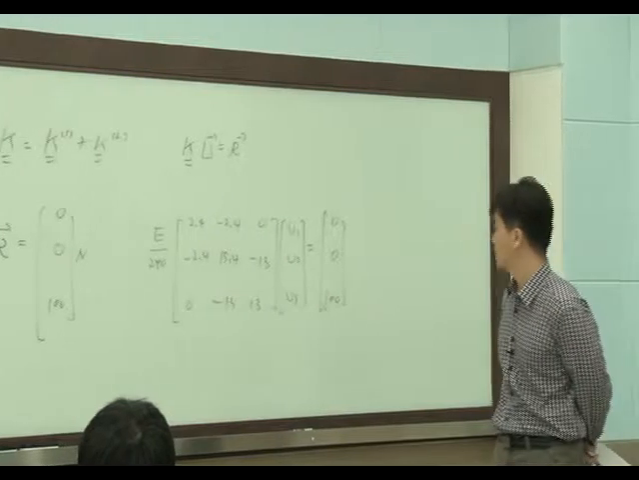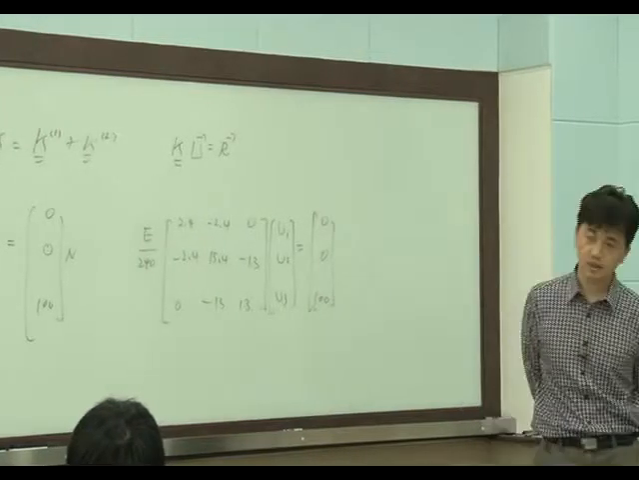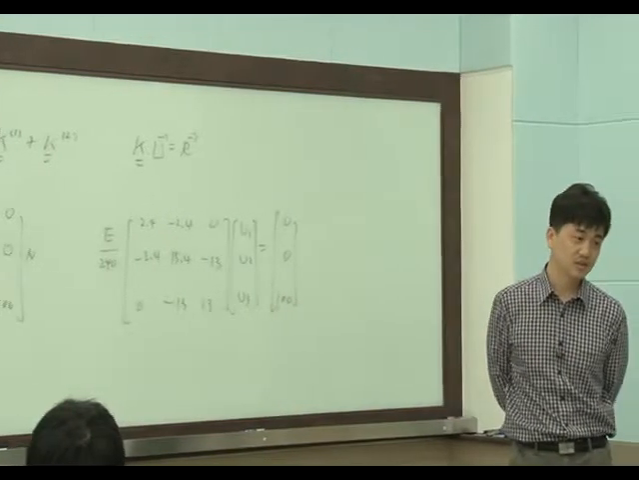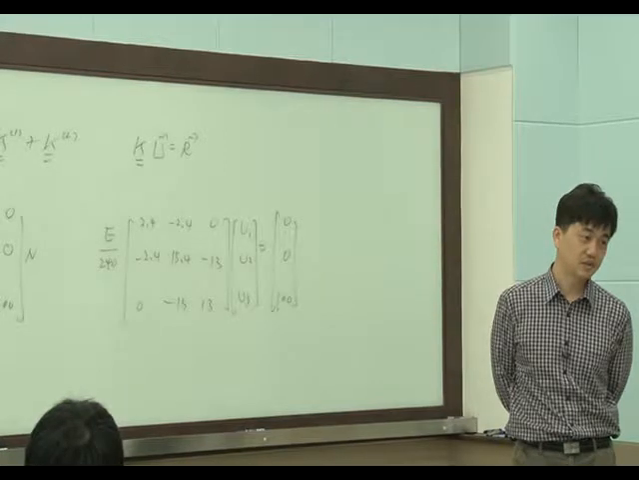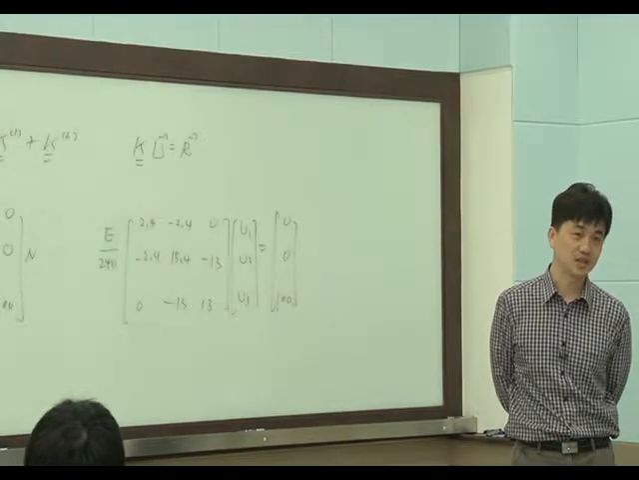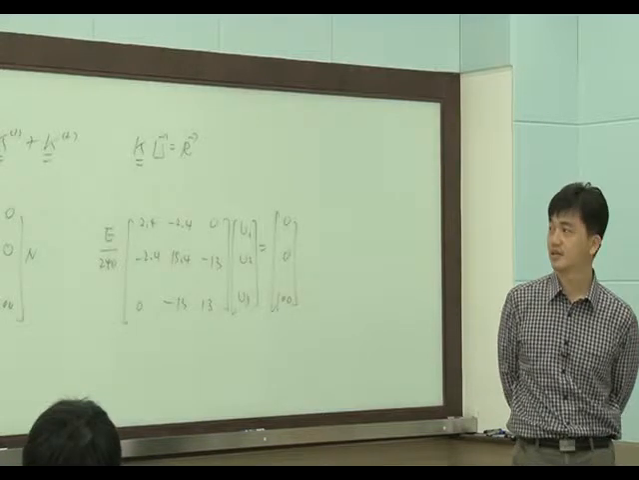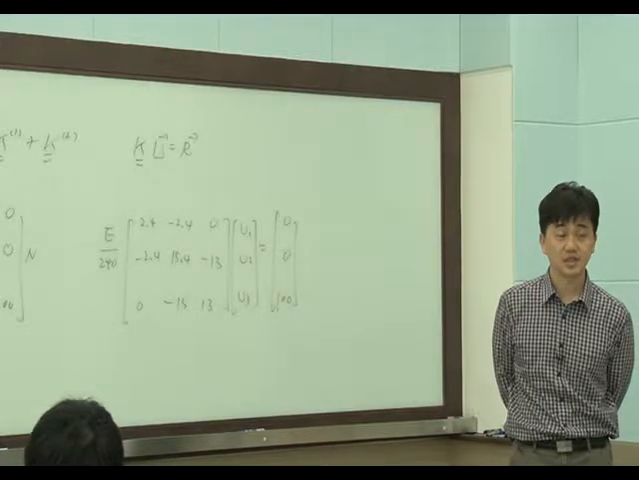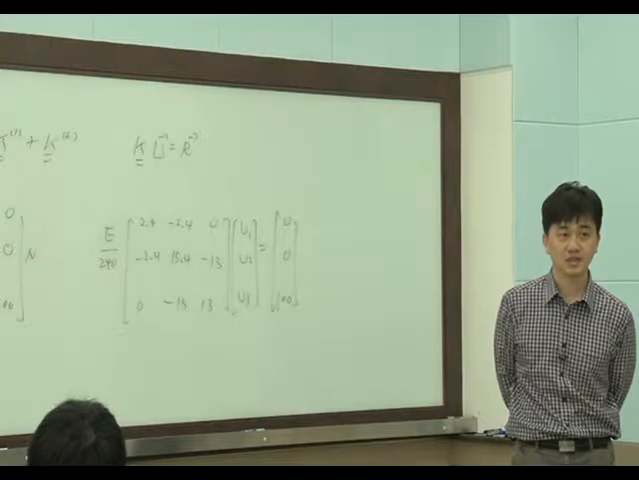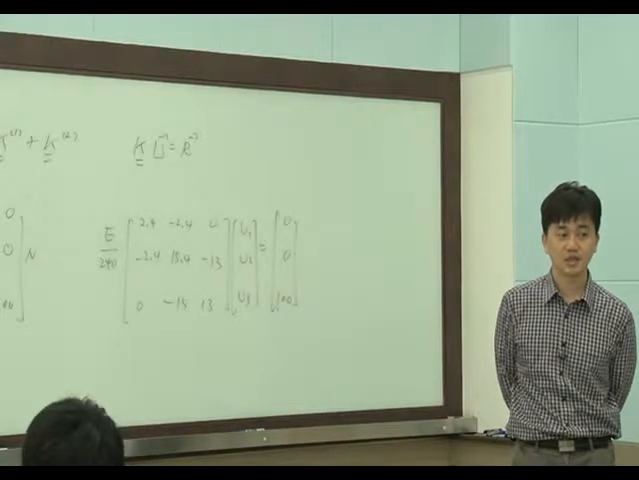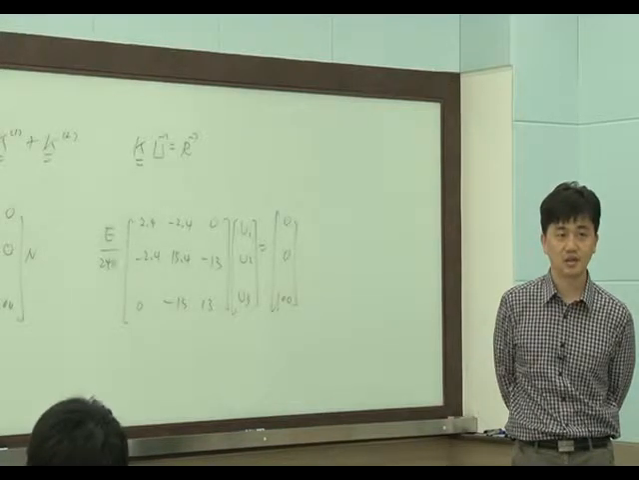So now we can calculate U1, U2, U3, right? But we missed something very important. What's that? We calculated the stiffness matrix, right? And we calculated the load vector.